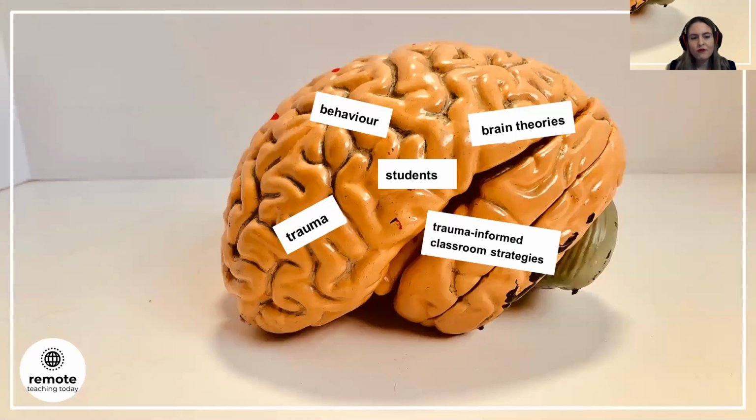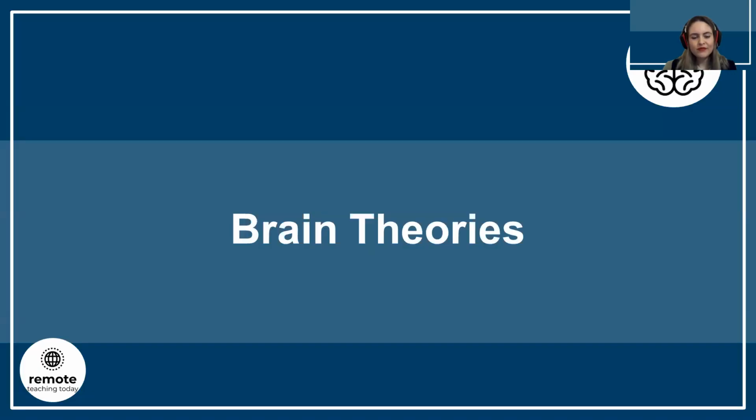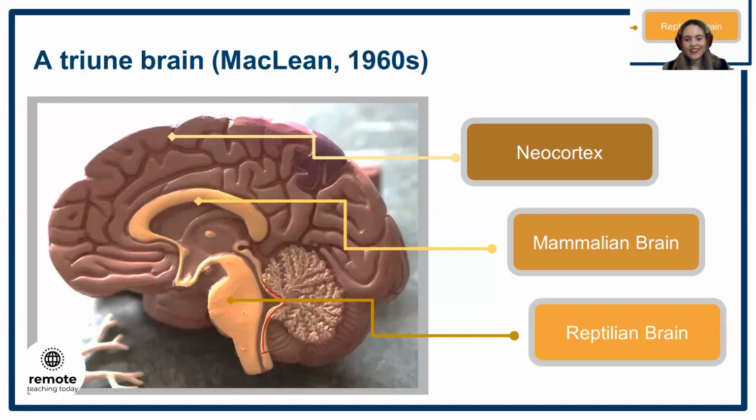So now we will delve into some brain theories to better understand how trauma affects students and their behavior, and then we will discuss some trauma-informed classroom strategies as well. So we will start with one of my favorites, which is MacLean's theory of the human brain. He describes it as neocortex, mammalian brain, and reptilian brain.